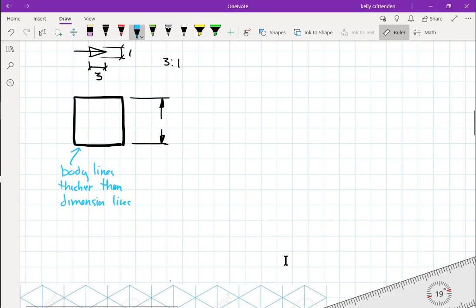The dimension, so let's just put a number over here for it. The dimension itself is not on the body. This is something that you can't always avoid, but it's best if you can. So instead of putting this 4 right here, you put it off to the side.